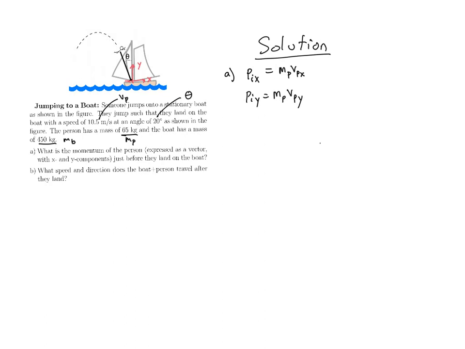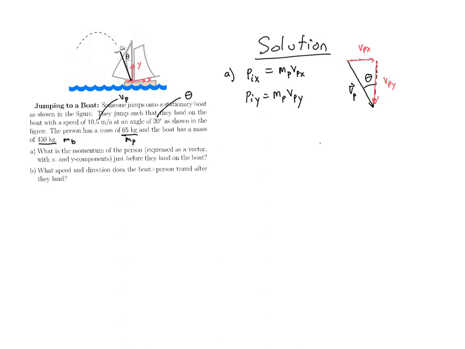So now I need to figure out what those two components are, which I can do just by going over to my triangle. Actually, let me redraw the triangle so it's pretty clear. That's my vector velocity of the person. That's my y direction. That's my x direction. So then it's pretty clear that that is my vpy, and that is my vpx. And I have an angle in the middle too.